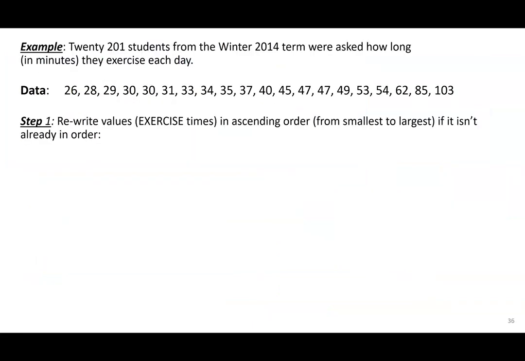So we are going to use a much smaller data set. We're going to start off, we have 201 students from an old term, and then we ask how long they exercise each day in minutes on average. So like this student said they exercise 26 minutes on average. This one's at 103 minutes on average. So the first step to do is to rewrite all these numbers in ascending order. So from smallest to largest. You might notice I already did that, but a lot of times we will give it to you all mixed up. So the first step to do is going to be writing it in order.